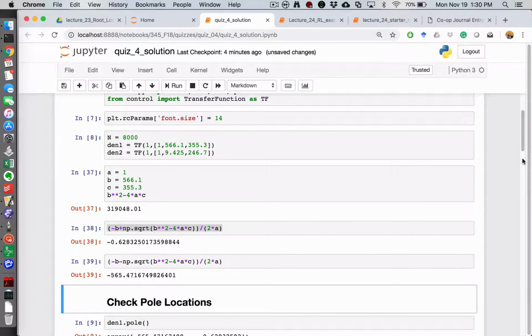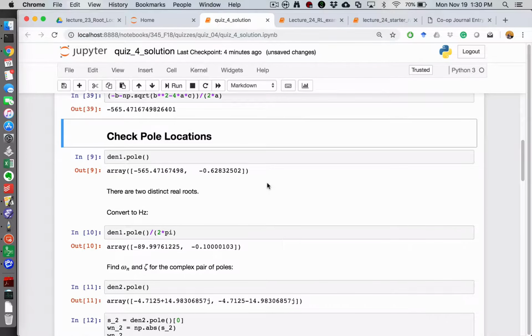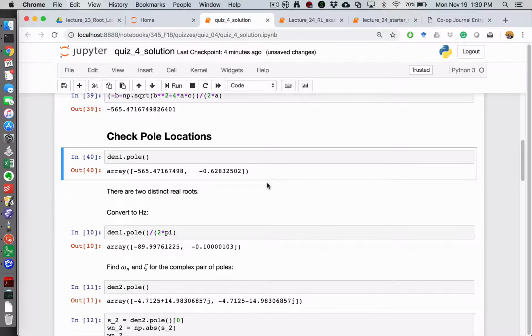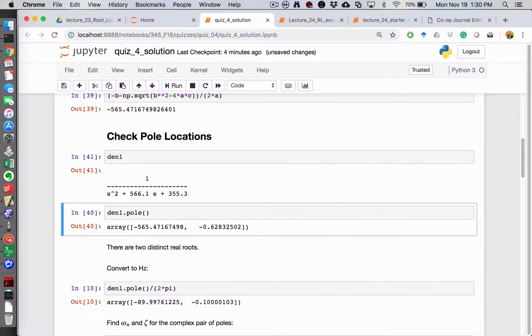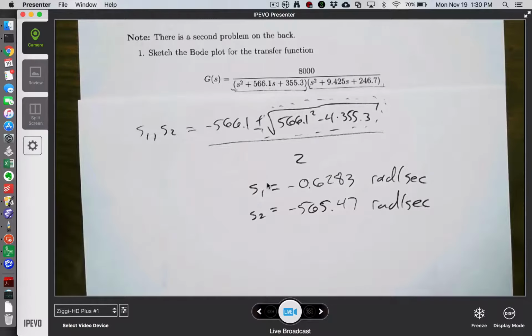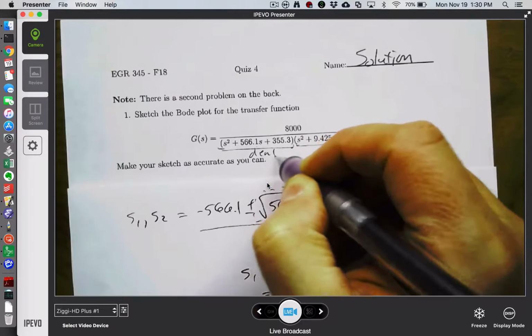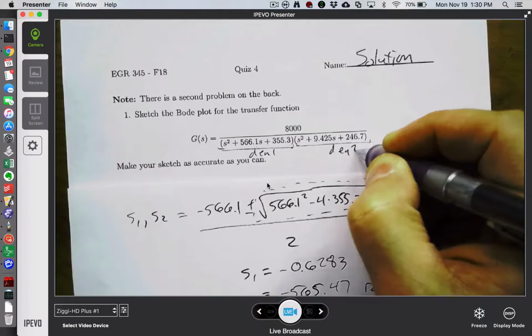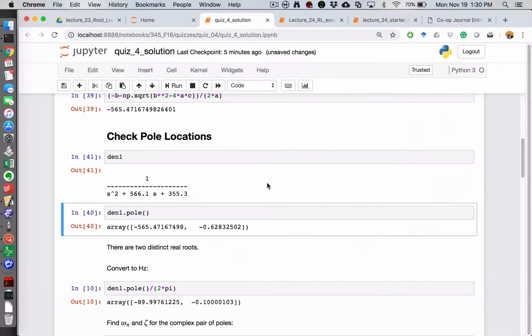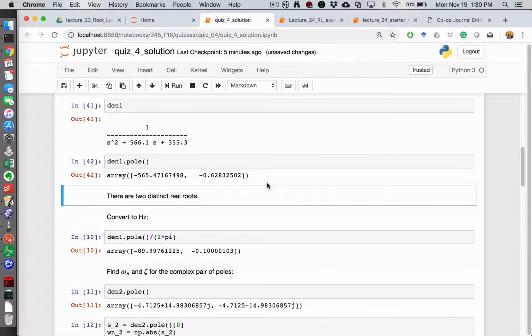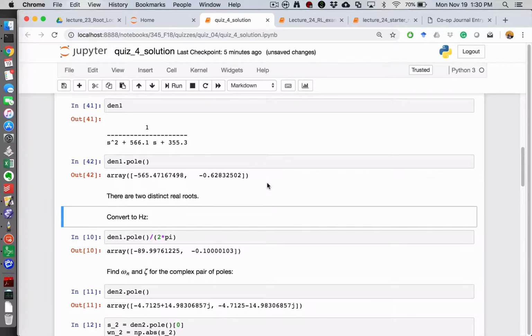So I'm going to double check that by creating a Python control module transfer function for the first part and the second part, and then the numerator separately. Let me show you that. So that is what the transfer function for the first half of this thing looks like on the left. This is den 1. This will be den 2 in a minute. So there's den 1. There are the poles of den 1. So we do have distinct real roots.